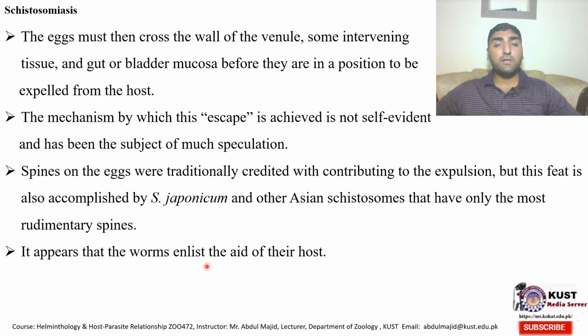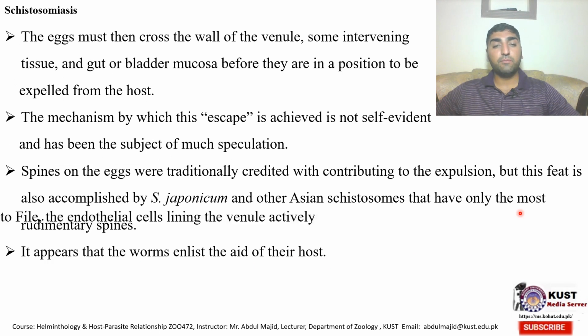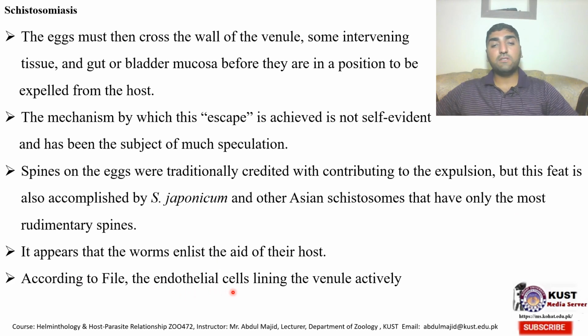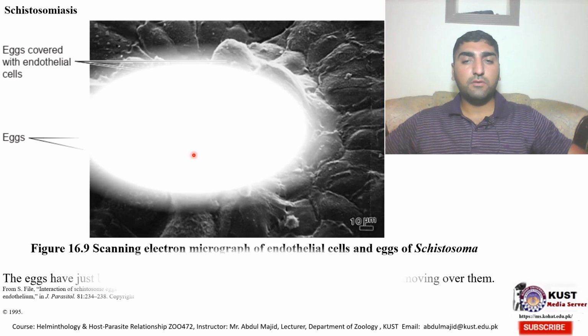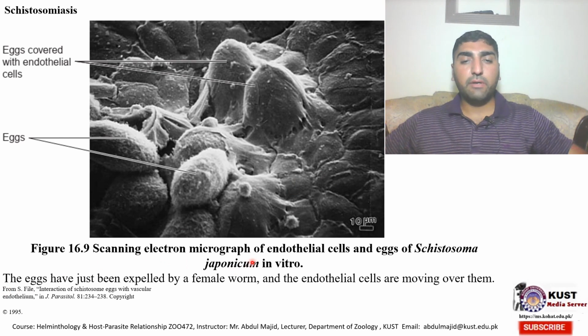It appears that the worms enlist the aid of their host. According to File, the endothelial cells lining the venule actually move over the schistosome eggs to exclude them from the lumen, in figure 16.9. This is a scanning electron micrograph of endothelial cells and eggs of Schistosoma japonicum in vitro. Here you can see the eggs, newly expelled by the female worm, and the endothelial cells moving over them. The endothelial cells have already moved upon some, and are ready to move onto this one egg too.